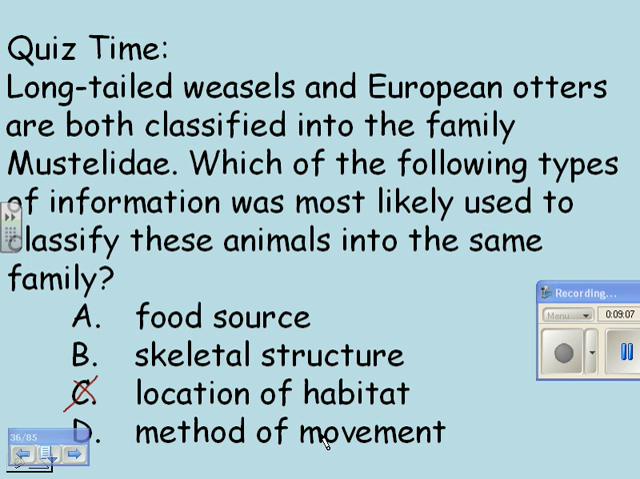Method of movement, that's not really a bad one. Food source, you can be pretty unrelated and still share the same food source, so I would go away from that one. So we're sort of between these two, and I'm going to go with skeletal structure because I think scientists would more likely look at the structure of the bones in an arm kind of thing.